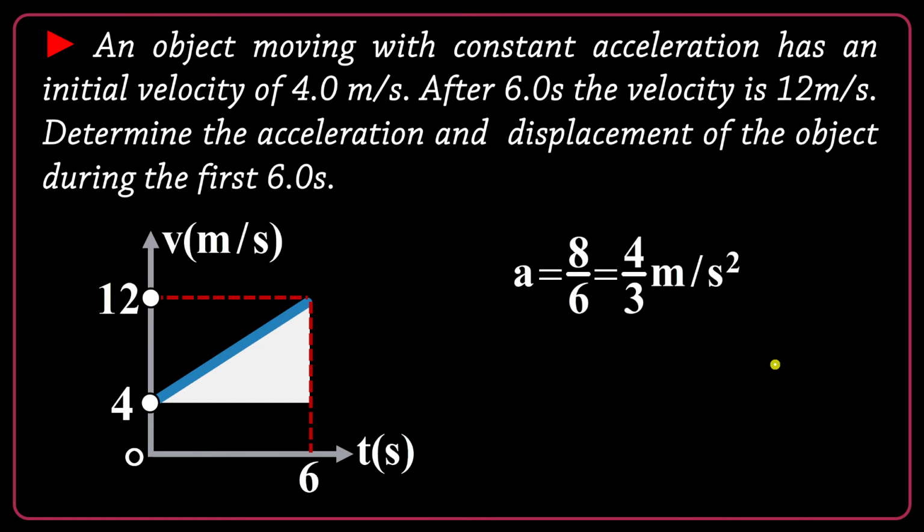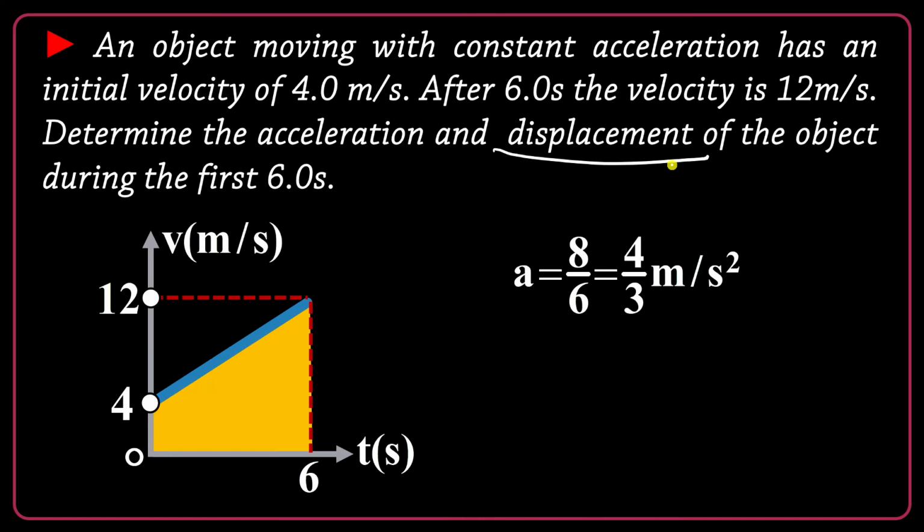So the acceleration is 4 over 3 meters per second squared. How to find the displacement? Displacement is the area under the graph. From where to where? From 0 to 6. This is a trapezoid. Small base is 4 and the large base seems to be 12.